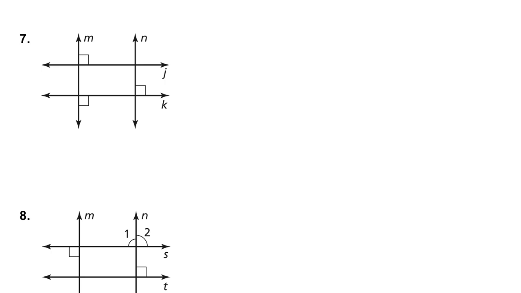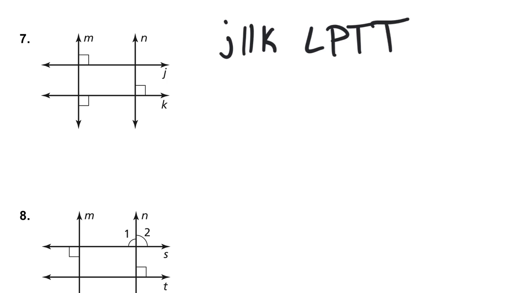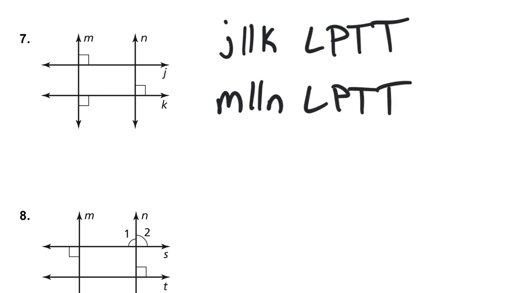Number 7, which lines are parallel, if any? I see a transversal here, M, that has two perpendiculars. So I know lines J and K, J is parallel to K, again, because of the lines perpendicular to a transversal theorem. Then I also see that I have a perpendicular here and a perpendicular here on line K. So K is the transversal for lines M and N. So M is parallel to N because of the lines perpendicular to a transversal theorem.